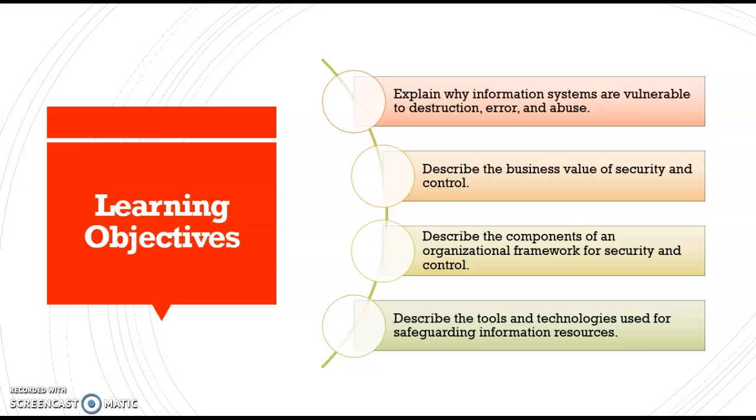So these are the learning objectives for topic 7. After you finish learning about this topic, you may explain why information systems are vulnerable to disruption, error, and abuse. Second, you may describe the business value of security and control. Third, you may describe the components of the organizational framework for security and control. And lastly, you may describe the tools and technologies that we can use for safeguarding information resources.